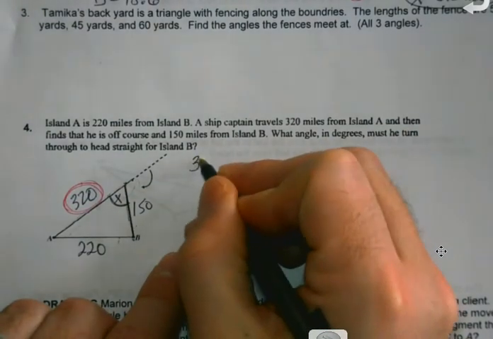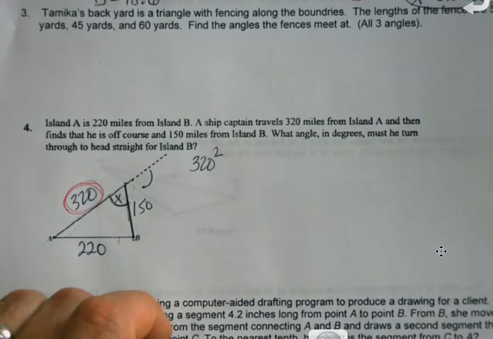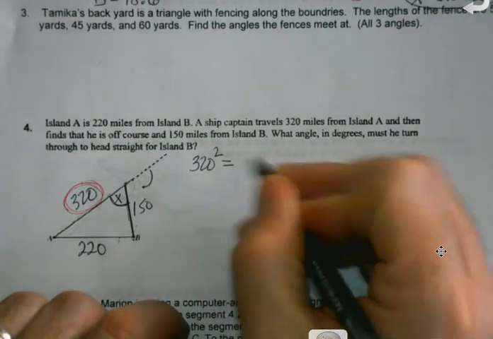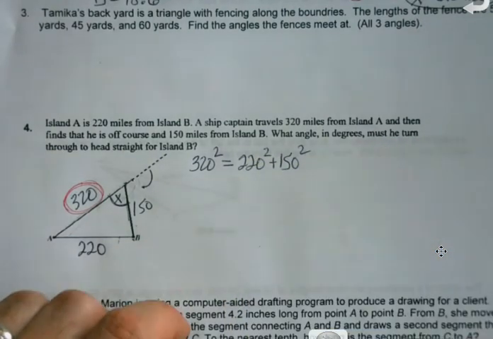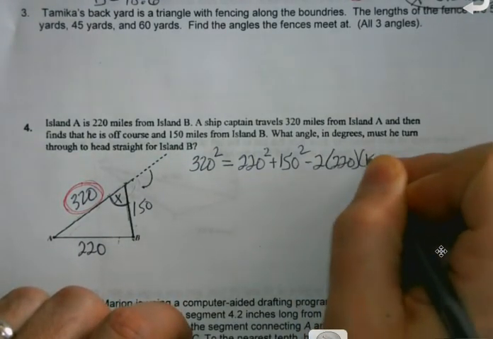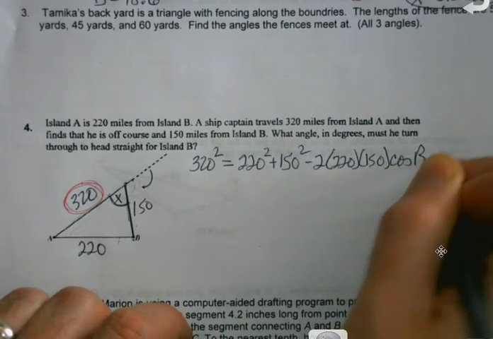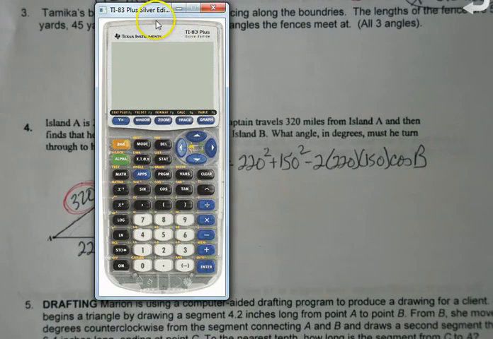So I do my side B squared, because I'm going to end up finding the cosine of B. Again, it is the sum of the squares of my other two sides, my shorter ones, minus 2 times their product, times the cosine of B. Now again, that doesn't make me thrilled because I just want that. Well, I can't quite do that yet. So again, we crank this out.